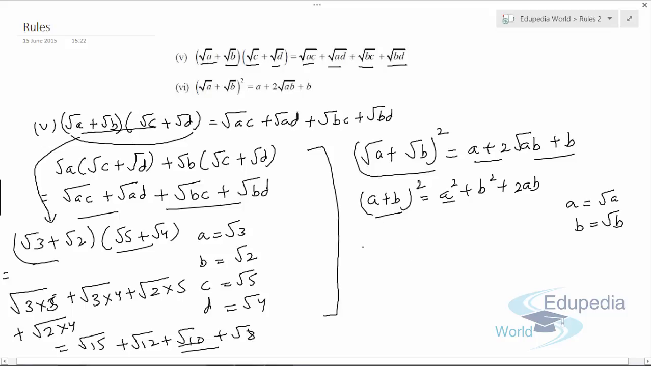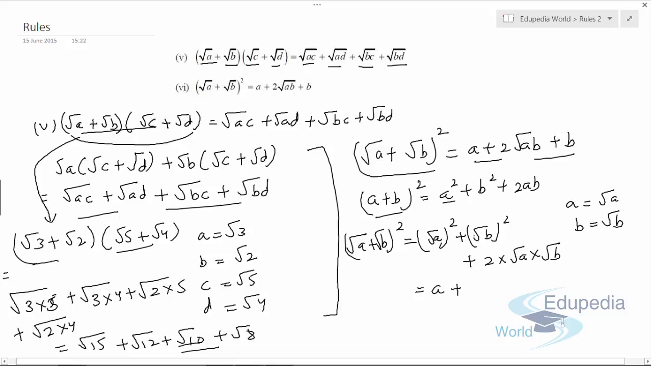So the solution will come out to be (√a + √b) whole square will be (√a)² + (√b)² + 2 into √a into √b. So the answer will be (√a)² is a, plus (√b)² is b, plus 2 √a into √b will be √ab. So this is the final solution.